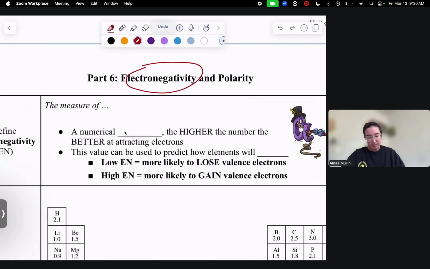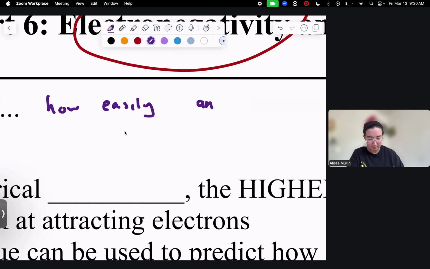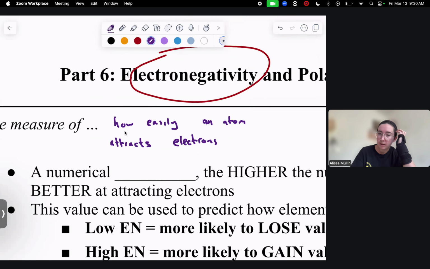And maybe we remember that electronegativity is a measure of how easily an atom attracts electrons. I'm going to say that. Okay, so in the past we've talked about that as a pattern, right? We know that our fluorine is our most electronegative and that there's kind of a spectrum of different electronegativities.